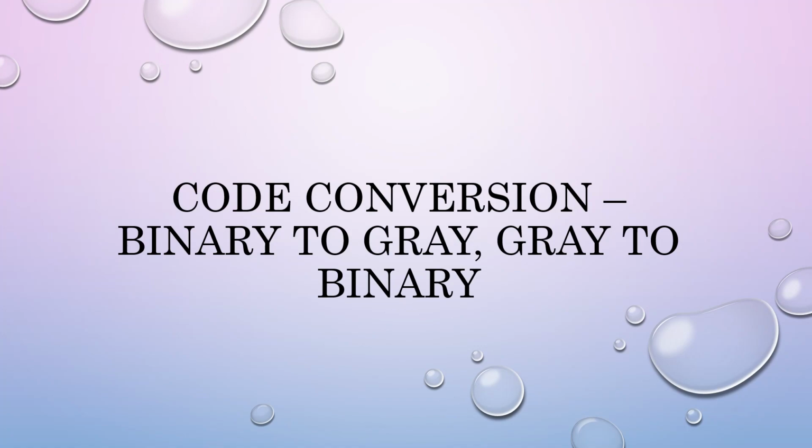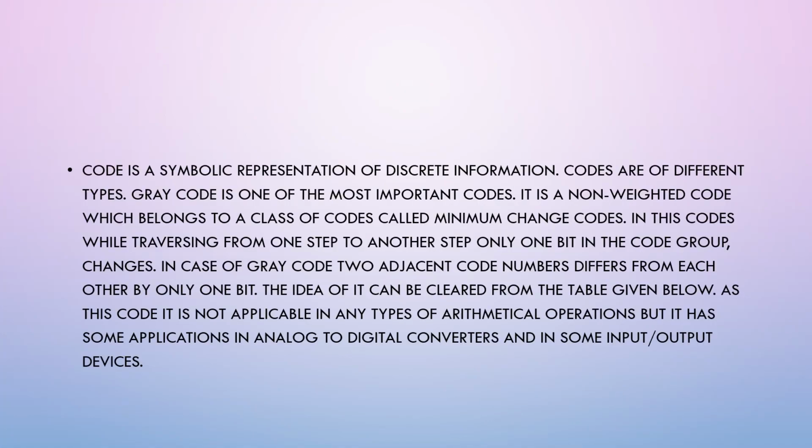Code conversion. Now let's see the topic on code conversion: binary to gray, gray to binary. Code is a symbolic representation of discrete information. Codes are of different types. Gray code is one of the most important codes. It is a non-weighted code which belongs to a class of codes called minimum change codes.